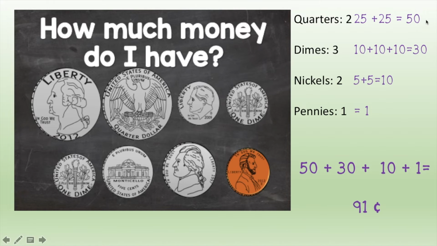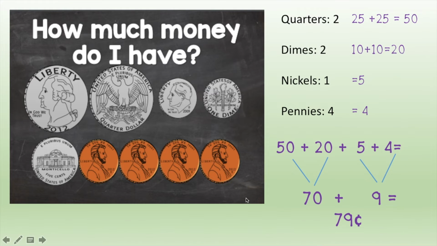I'm going to take these numbers, my sums from the various coins that I found, and add them all up here. So I have 50 cents in quarters, plus 30 cents in dimes, plus 10 cents in nickels, and 1 cent of a penny. That brings me to 91 cents.